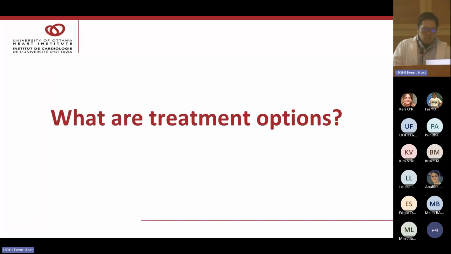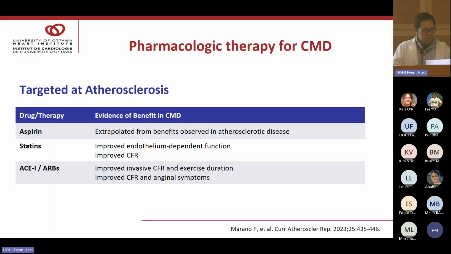Okay, lastly, I will talk a little bit about treatment options for CMD. To date, there are no specific treatment recommendations due to the lack of robust evidence from large-scale trials. However, the main goals of CMD treatment are to reduce the risk of adverse cardiovascular events and to improve anginal symptoms. Atherosclerosis-targeted therapies include aspirin, statins, ACE inhibitors, and ARBs. The statins and ACE inhibitors/ARBs are reported to improve endothelial function and CFR.